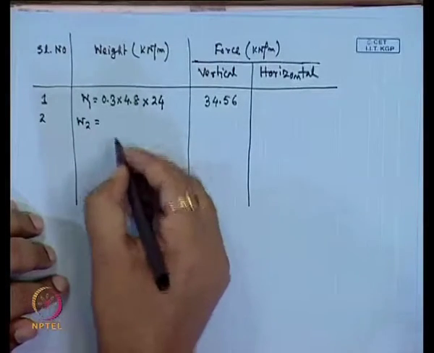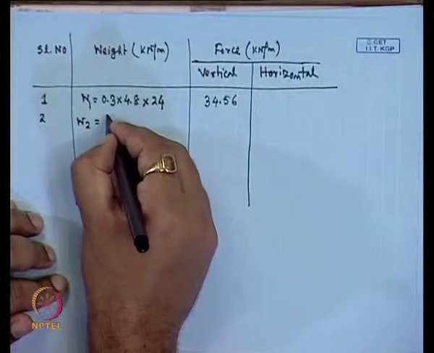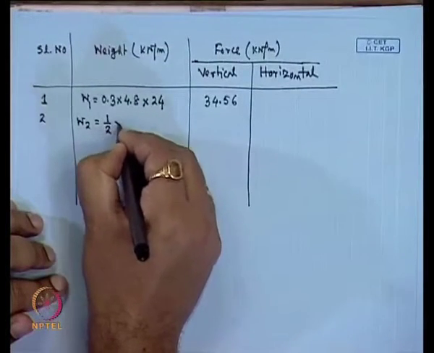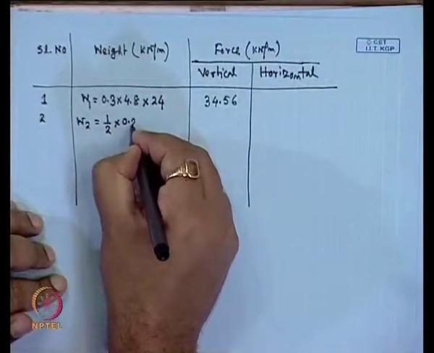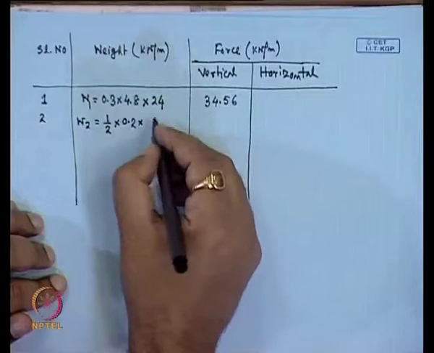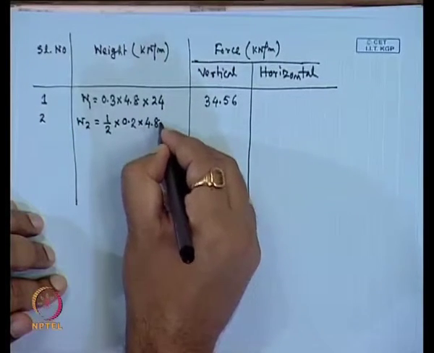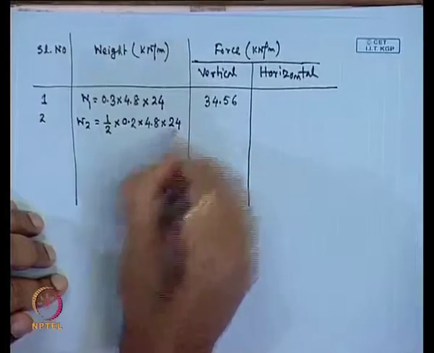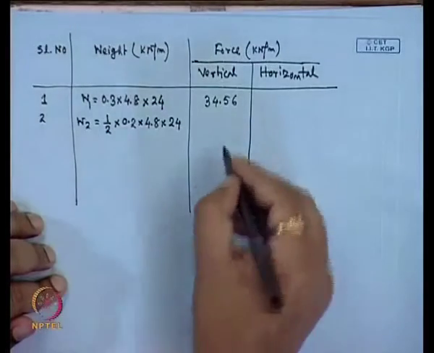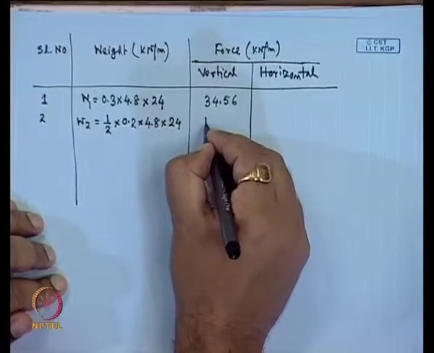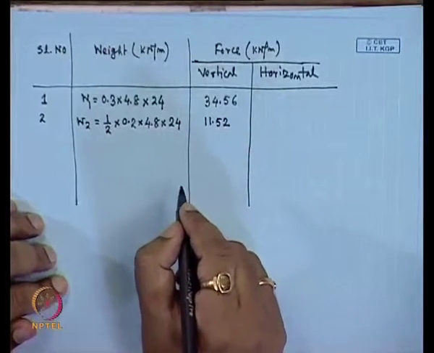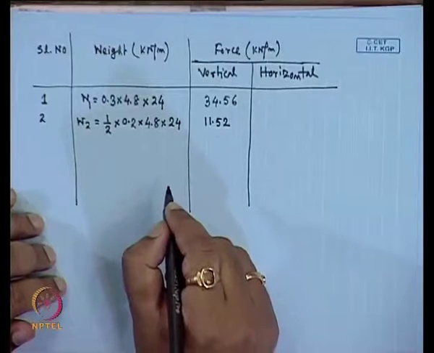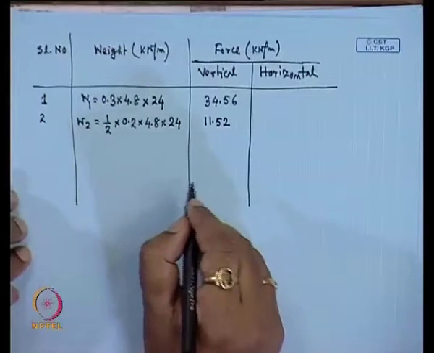Similarly, if we calculate the weight of the second portion, that is a triangle, we can write half into 0.2 into 4.8 height and then 24. So, we will get this value as 11.52, and this will also act in the vertical direction.